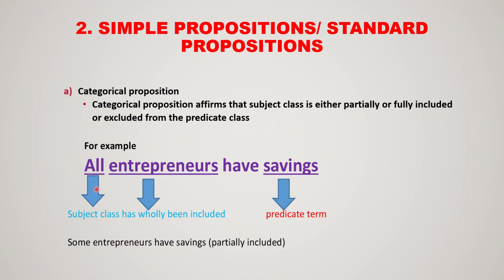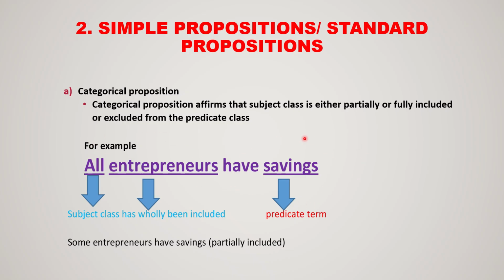For example, when we say all entrepreneurs have savings, what we mean here is that we have not left any entrepreneur behind when it comes to saving. All of them have been included in the predicate of saving. Another person may come and argue that no entrepreneur has savings. Here we have excluded all the entrepreneurs when it comes to savings. Another person may come and say some entrepreneurs have savings. Here we have partially included some entrepreneurs when it comes to saving.